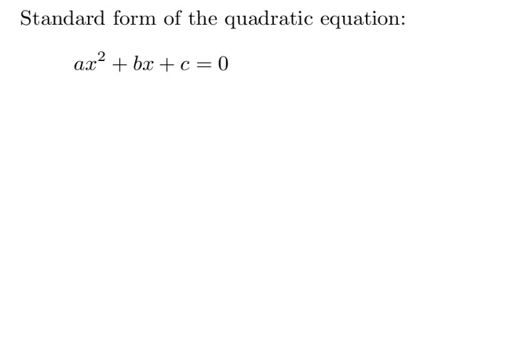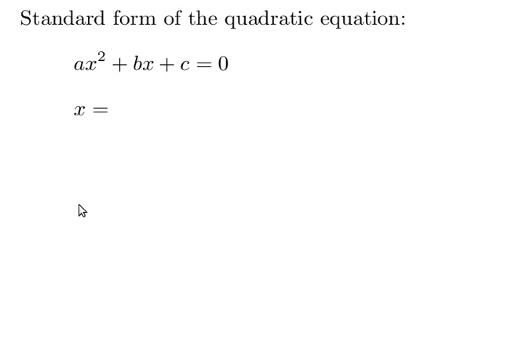The quadratic formula is just a big equation involving a, b, and c that we can evaluate, and it'll give us two solutions for x. Usually two. Sometimes just one, but usually it's going to give you two solutions for x.